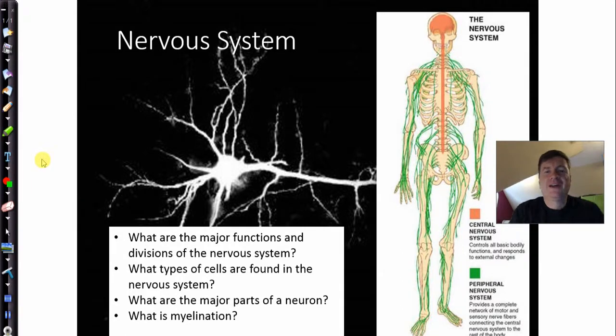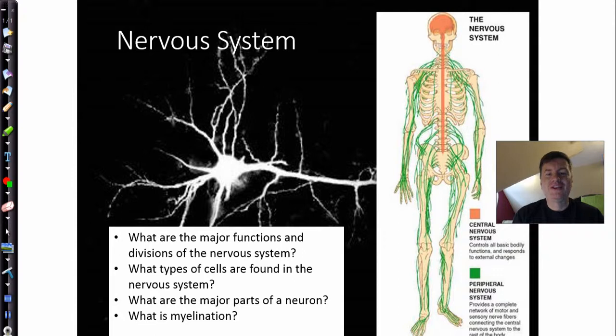And here we go. This is the nervous system. For some people, they love this system because we're getting into things like behavior and the effects of drugs and the brain and Alzheimer's. So it can be a really interesting unit and one that you'll be doing a lot with in terms of assessment.